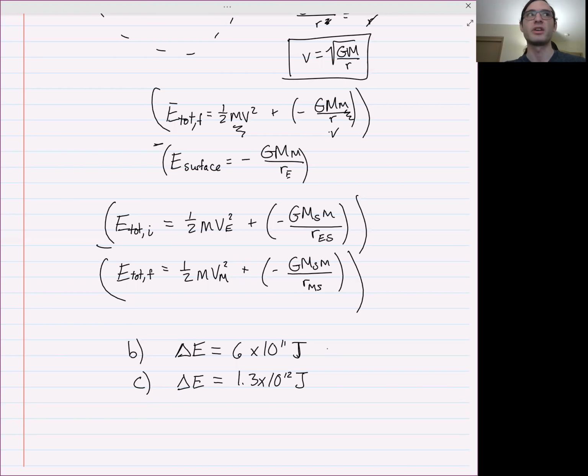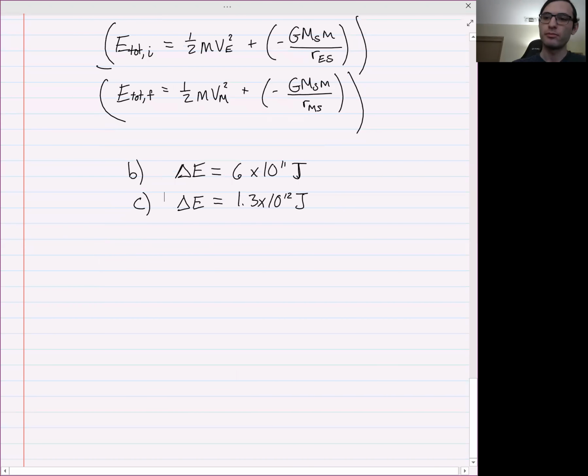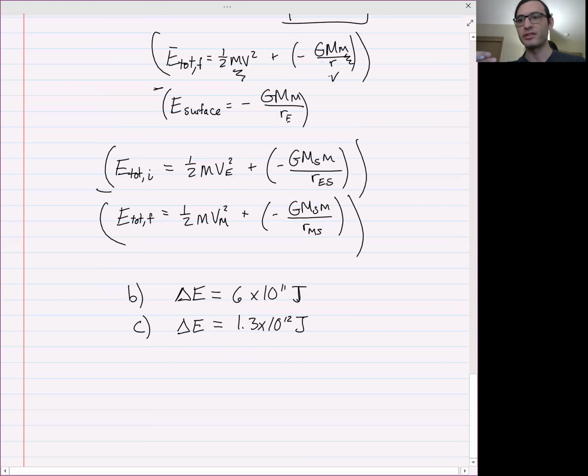And that's just because getting out of the deep part of a gravitational well is hard, whereas it's a lot easier once you're out of the deep part of the gravitational well, i.e. near the thing that you're trying to escape. It's a lot easier to move around because the gravity isn't nearly as strong.